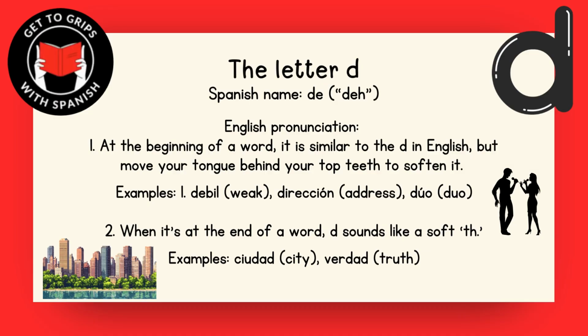The letter D is called de in Spanish. Again, there are two types of English pronunciation. At the beginning of a word, it's similar to the D in English, but move your tongue behind your top teeth to soften it. So for example, débil means weak, dirección means address, and dúo means duo. When it's at the end of a word, D sounds like a soft TH. So examples are ciudad, meaning city, and verdad means truth.